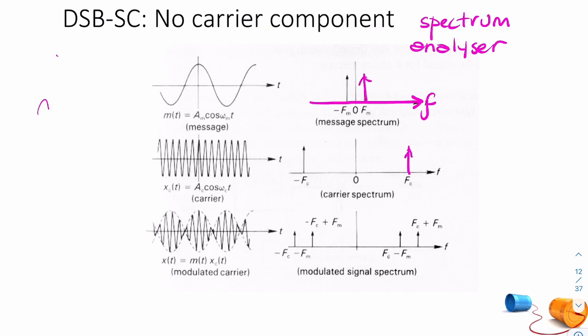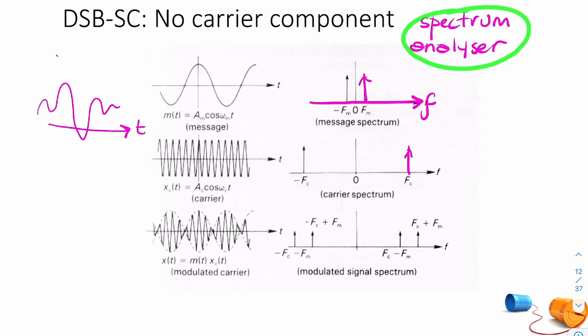So just like an oscilloscope will give you a representation where the horizontal axis is time, a spectrum analyzer or a frequency analyzer will give you a spectral representation or a trace where the horizontal axis is frequency.